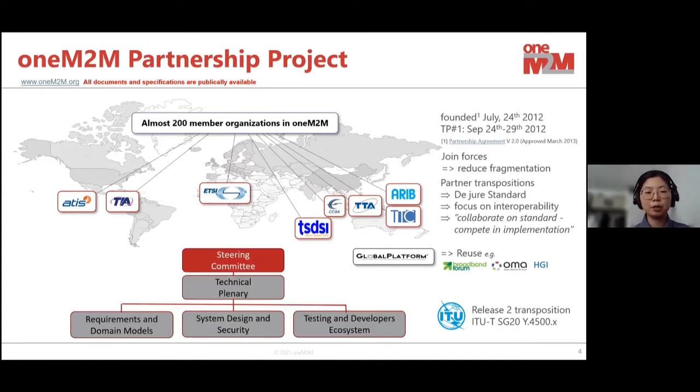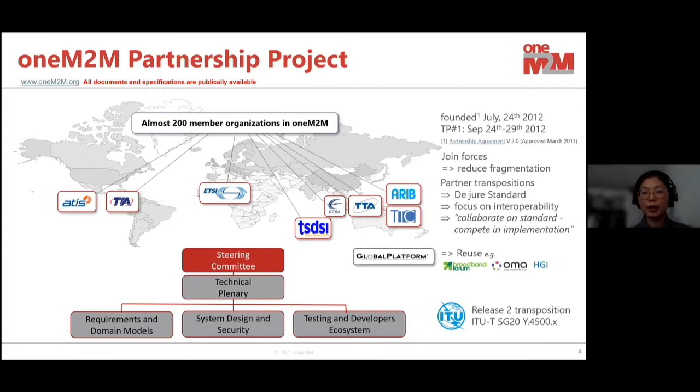Currently, we have a steering group committee, and after that, we have the technical plenary with 3 technical working groups. One is in charge of requirements and the domain models. Another one is in charge of the system design and security. The third one is for testing and the developer ecosystems. In oneM2M, we aim to break silos for IoT standardization, so we reuse industry standards such as those from Broadband Forum, OMA, and HEI.